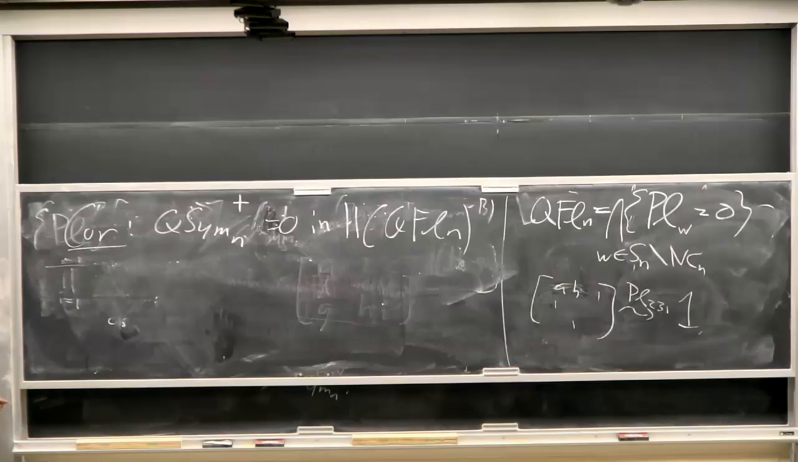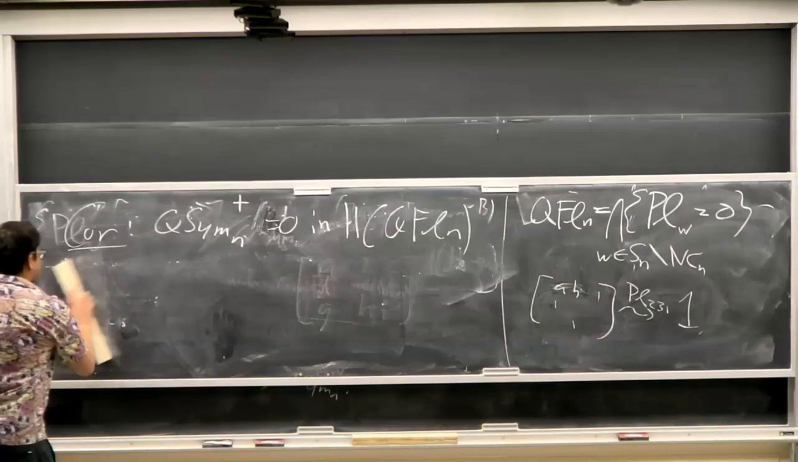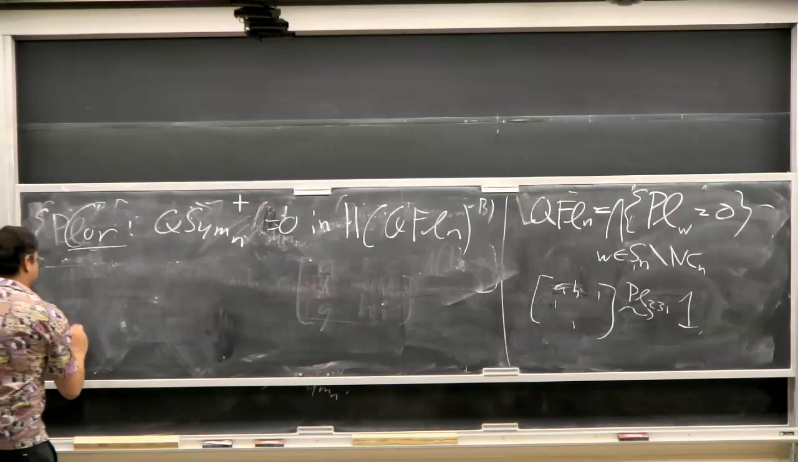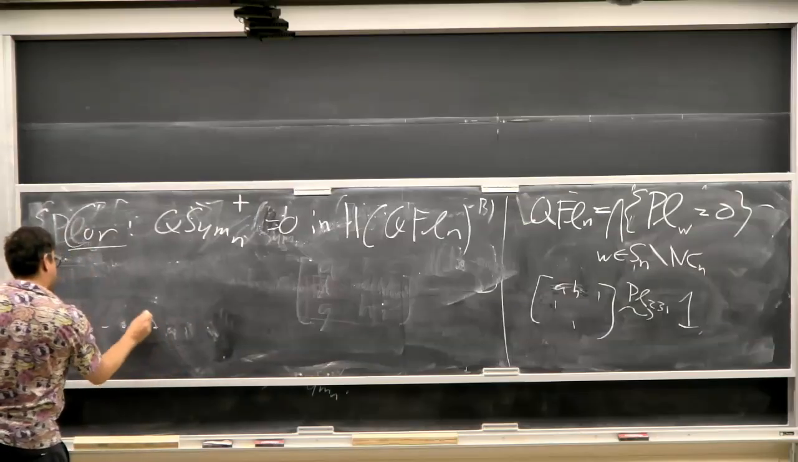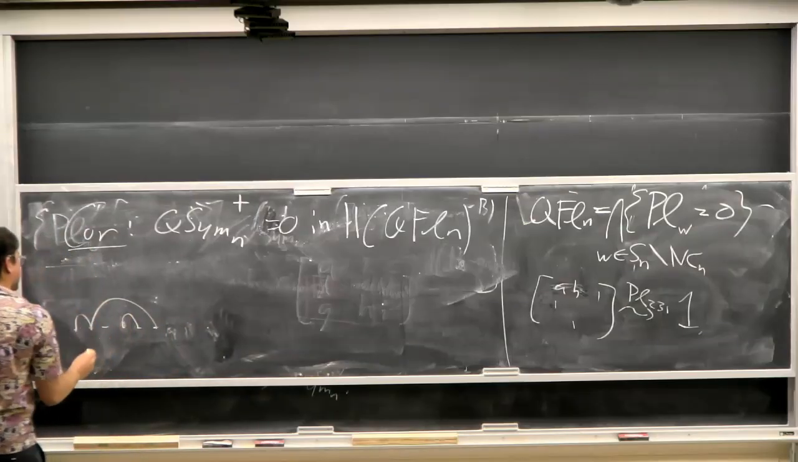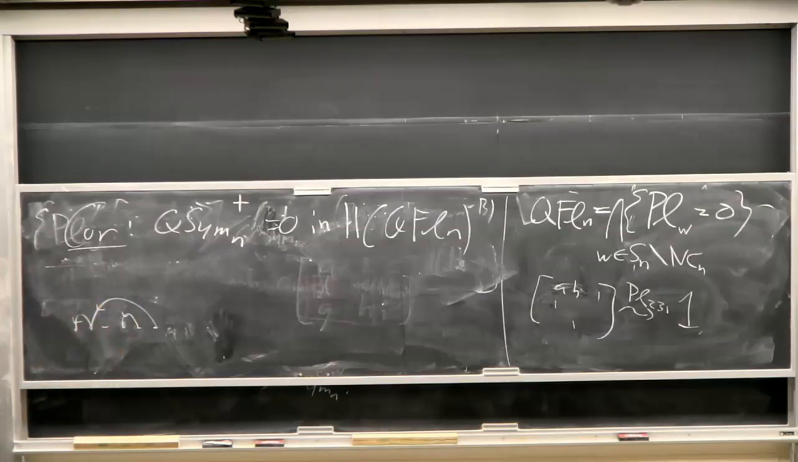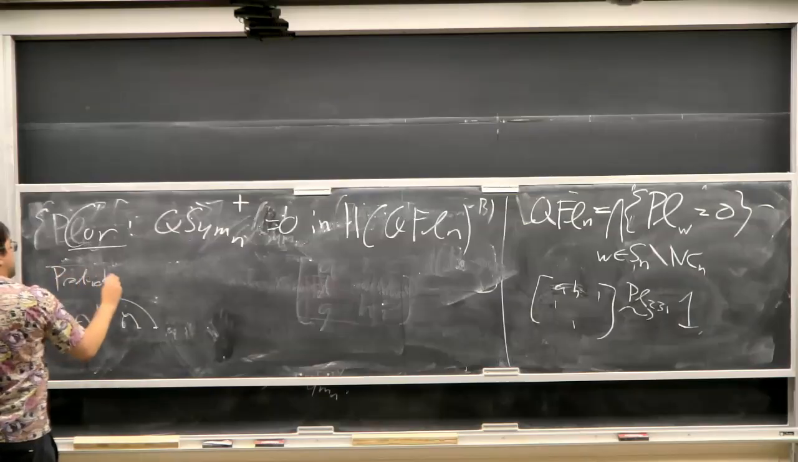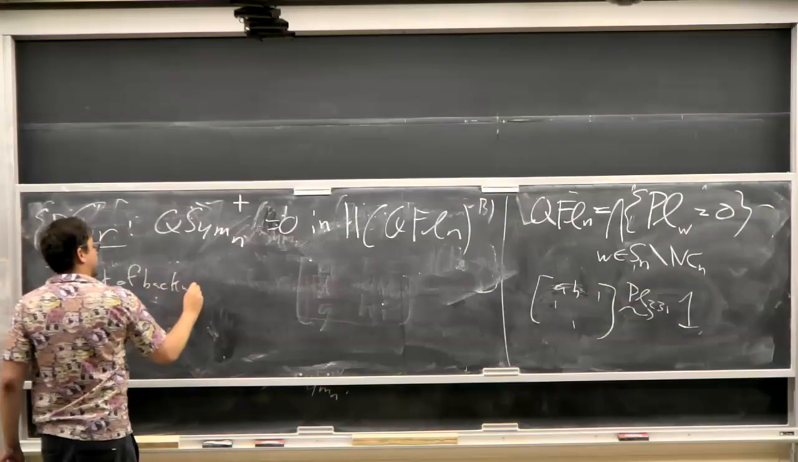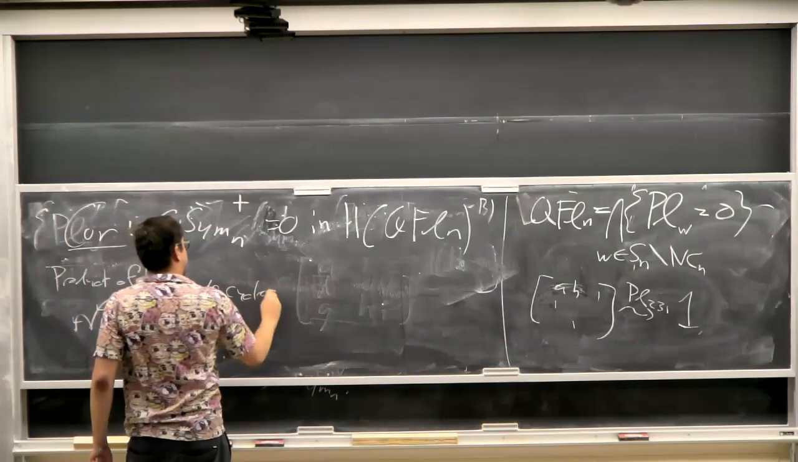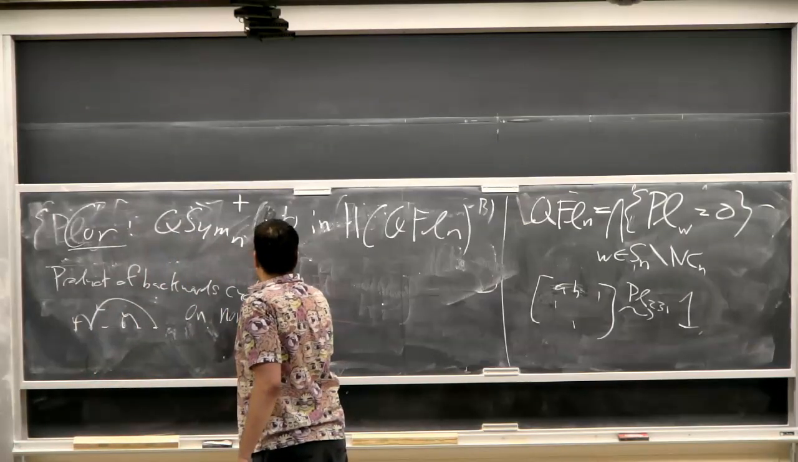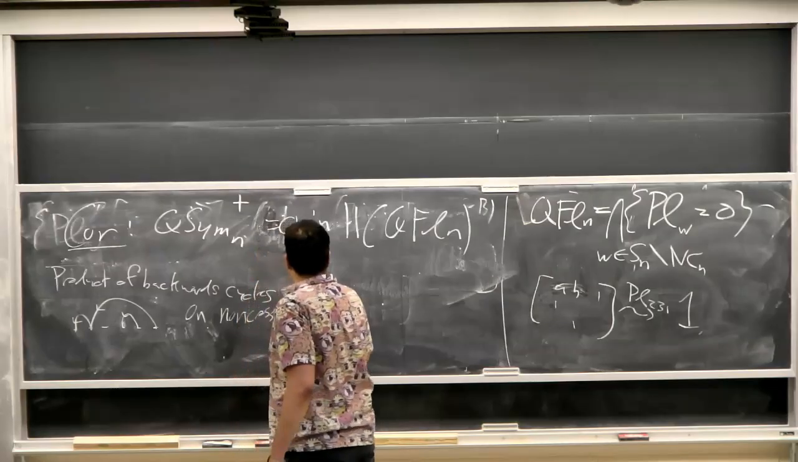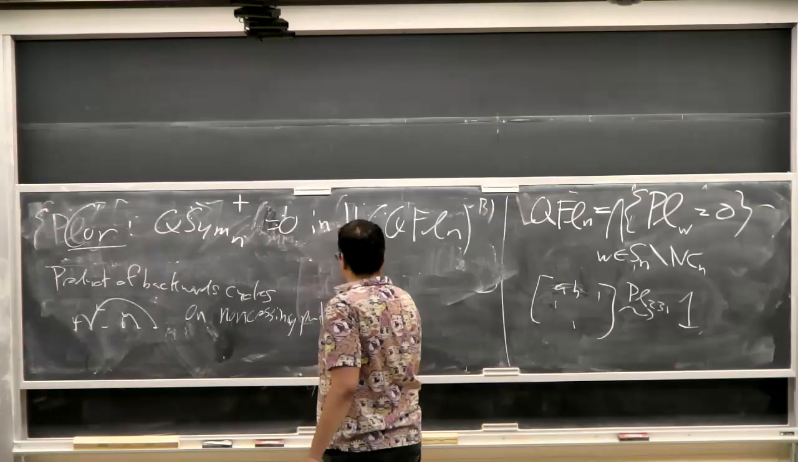So now I'm going to tell you what a nice permutation is. A nice permutation is the product of backward cycles on a non-crossing partition of 1 through n.